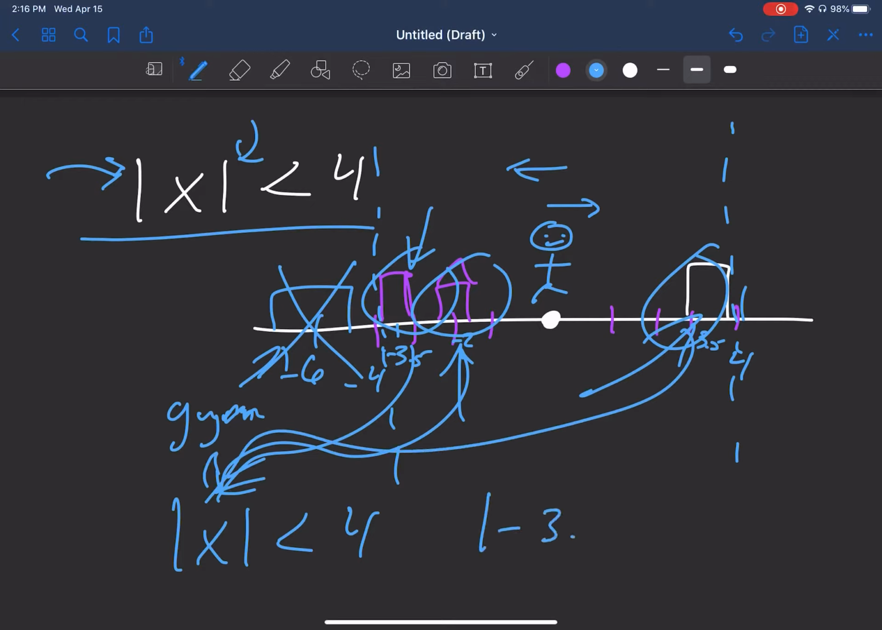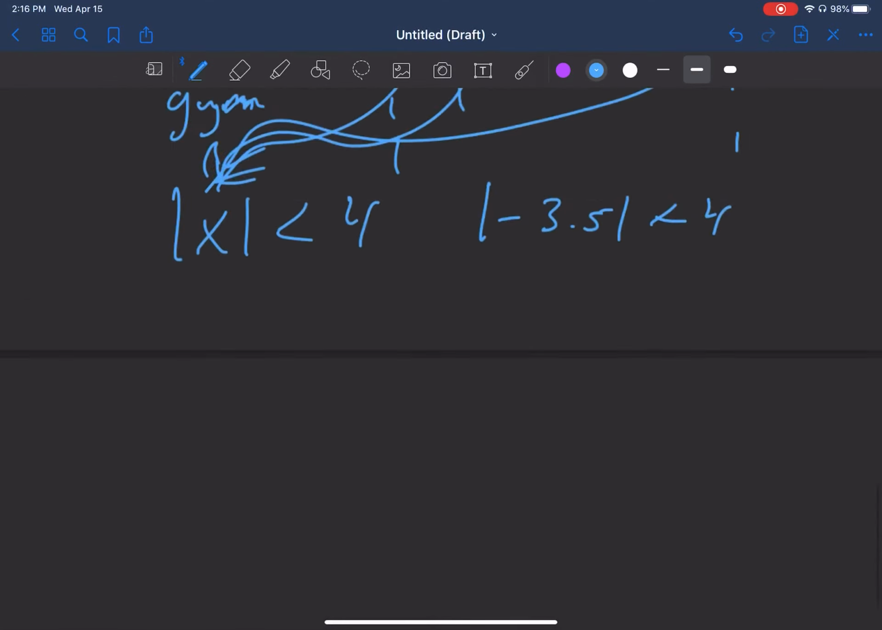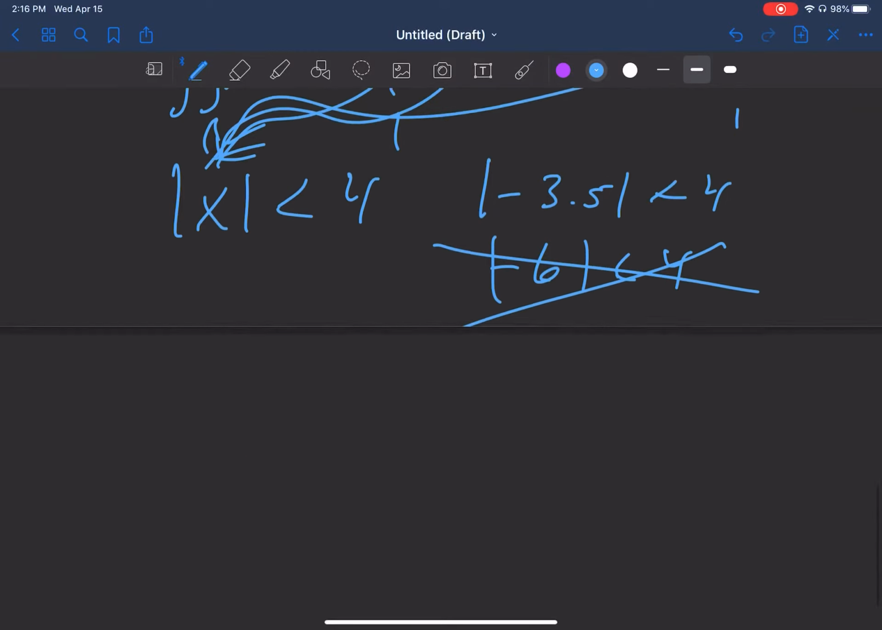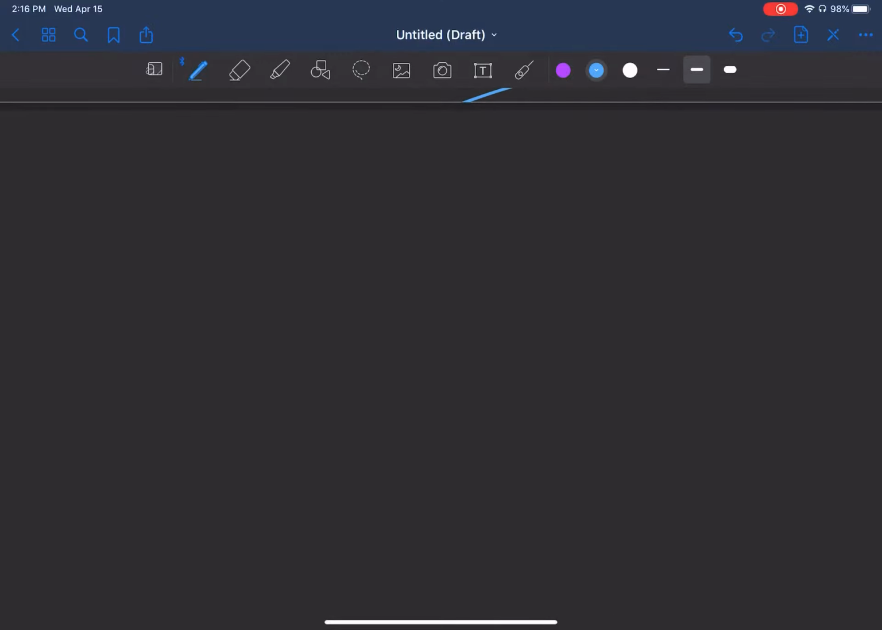So negative 3.5, I mean, that's less than 4, right? And that's true. That's a true statement. But what about, like negative 6? Is negative 6 less than 4? And that's not true. You can't do that. So that's, again, one way to think about it.